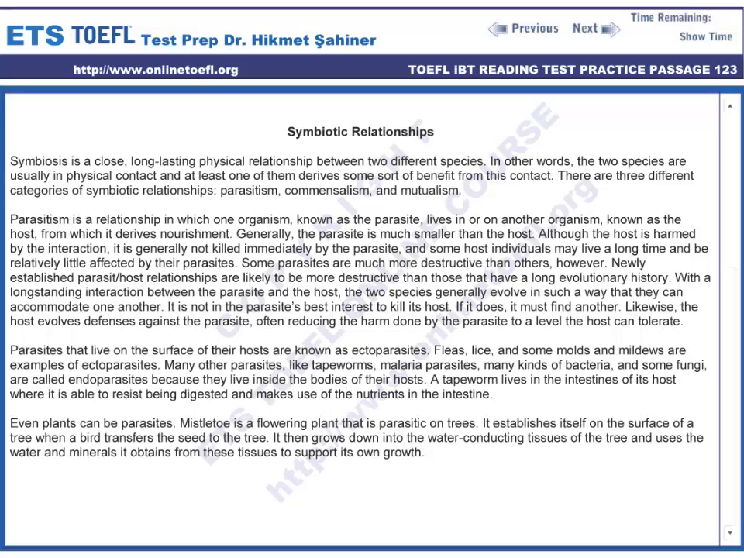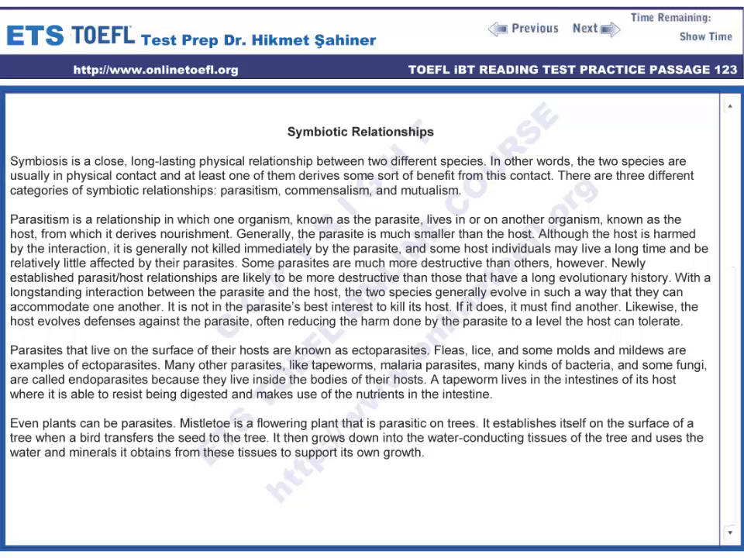Symbiotic relationship. Symbiosis is a close, long-lasting physical relationship between two different species. In other words, the two species are usually in physical contact, and at least one of them derives some sort of benefit from this contact. There are three different categories of symbiotic relationships: parasitism, commensalism, and mutualism.